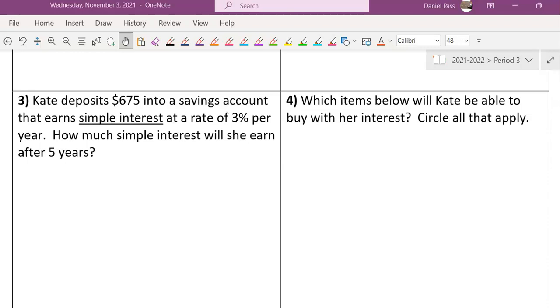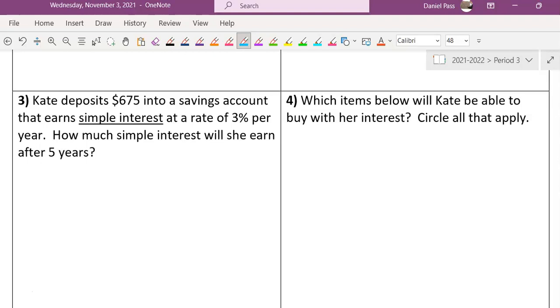Okay, can you read the problem, please, sir? Kate deposits $675 into a savings account that earns simple interest at a rate of 3% per year. How much simple interest will she earn after 5 years? Okay, great. Can you stand a little more in front of the mic? Pick a color, any color. Blue. Okay, go ahead.